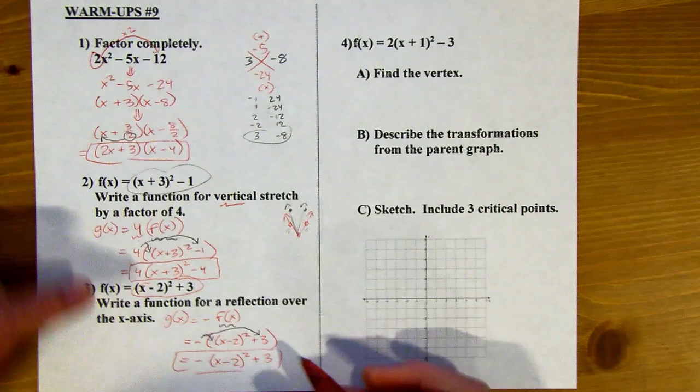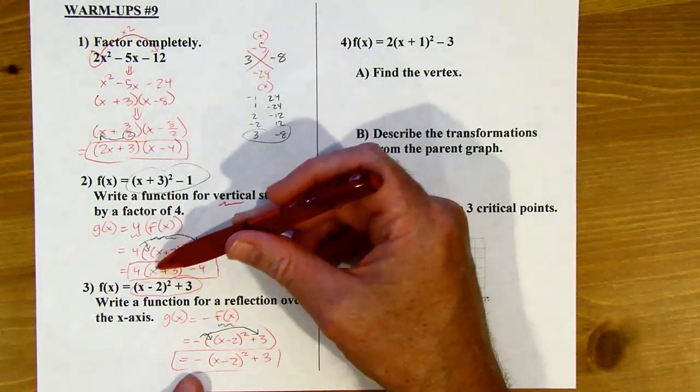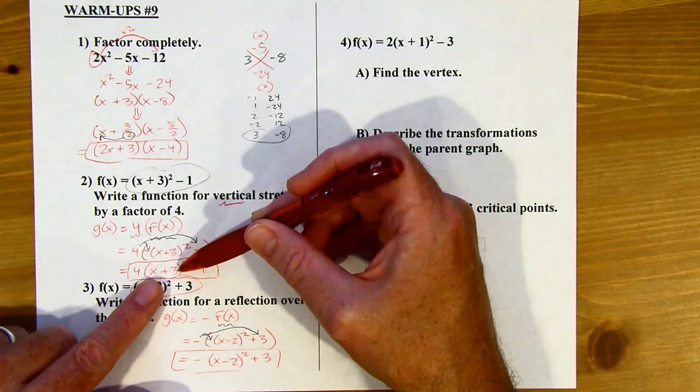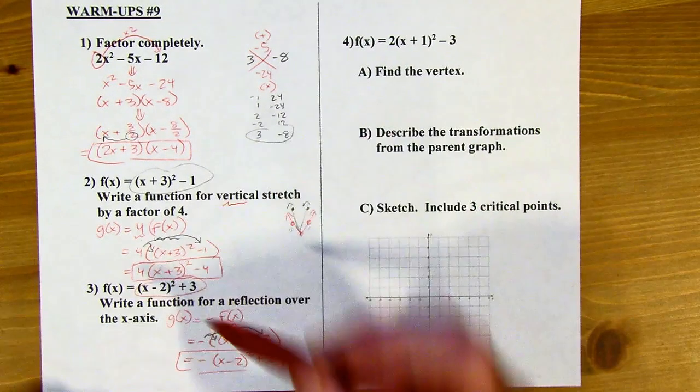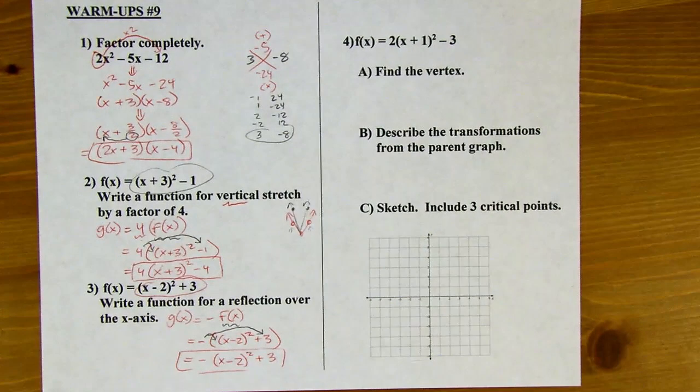Okay, and if you did want to simplify either of these further, don't just square both terms. You'd have to think x plus 3 times x plus 3. You'd have to FOIL it, right? Same thing here. Okay. All right.